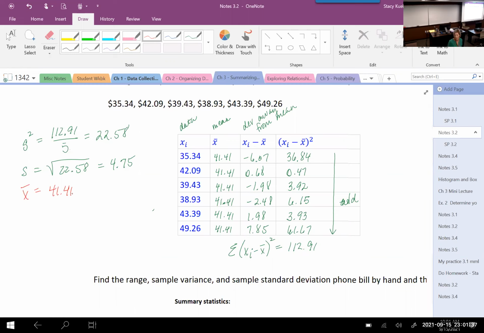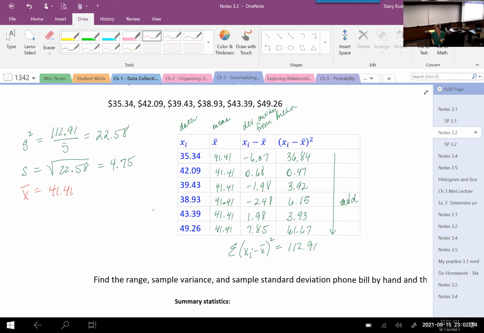Okay, so that just tells you that that is the spread away from the middle. That's what the standard deviation says. It's the average spread away from the middle, because we know that we had cell phone bills that ranged as high as $7, almost $8 away from the middle. We had cell phone bills that ranged as close as 60, 70 cents away from the middle, right? So that 4.75 is that average distance away from the middle. That's the process that you have to go through to calculate it by hand.